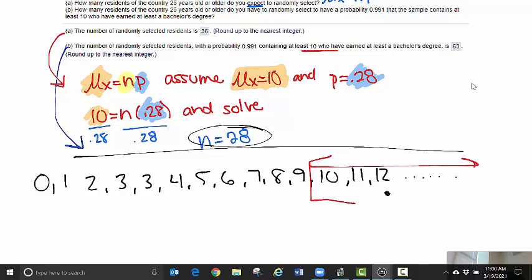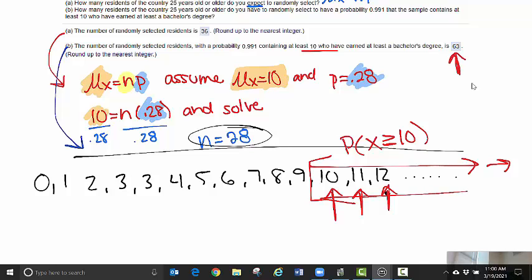So we want this. This is the probability of x being greater than or equal to 10. And you'd have to add up all of these, which we don't even know how many people we need, because that's what we're trying to figure out: how many people would we need to survey to have this probability be equal to 0.991. How many people in our group would there need to be to have the chance of 10 or more having a bachelor's degree be 0.991?